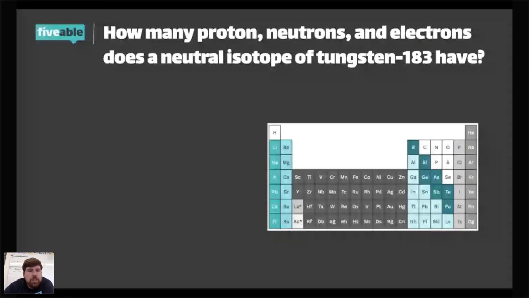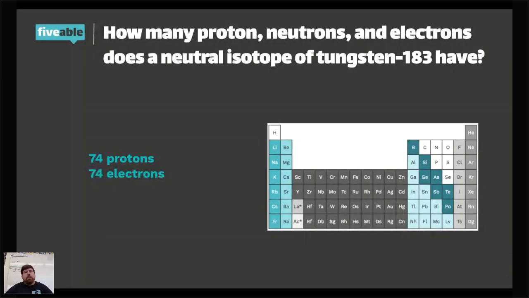So hopefully, if you were paying attention before, we know that because the atomic number for tungsten is 74, it has 74 protons. And the next thing I want to say is that because this is a neutral isotope, meaning there is no net positive or negative charge on this atom, it also has the same number of electrons, 74. Last but not least, 183 is going to be the mass number.